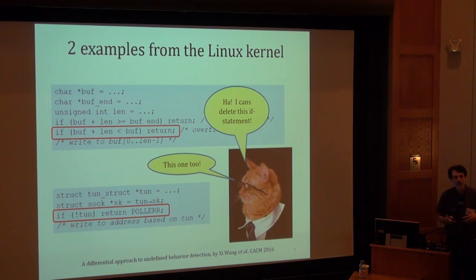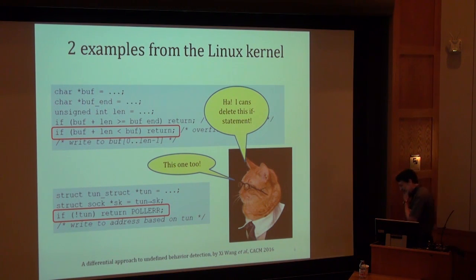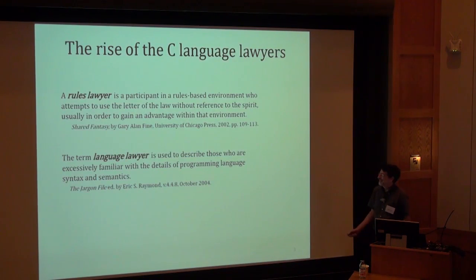And since the source program is assumed not to have undefined behavior, GCC reasons as follows. It's inconceivable that this would be true, that the pointer is null, and therefore I can delete this line. And the Linux people said to the GCC people, you can't do that. And the GCC people said, yes, we can.